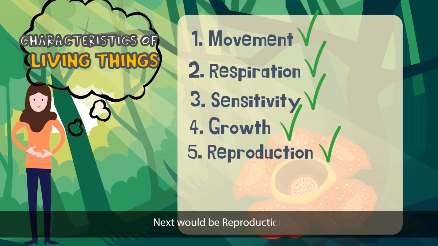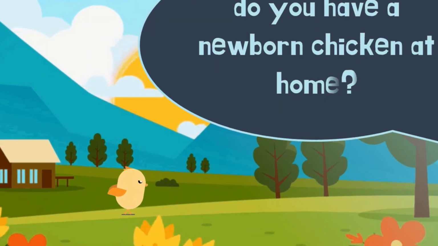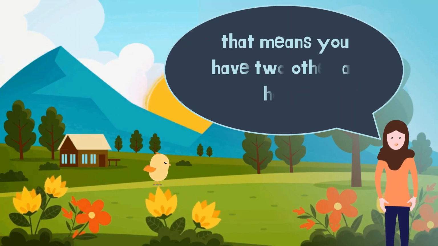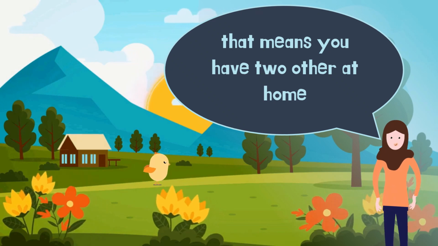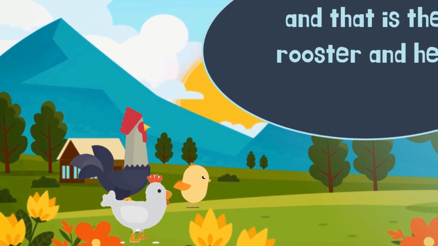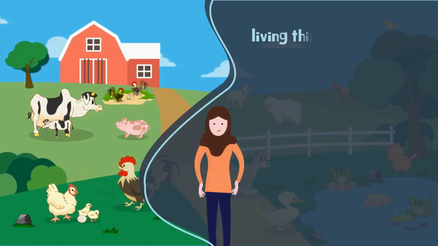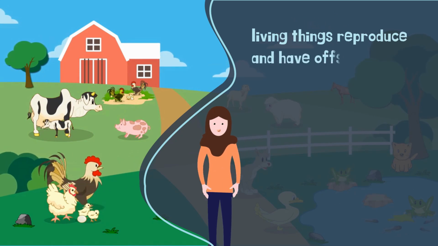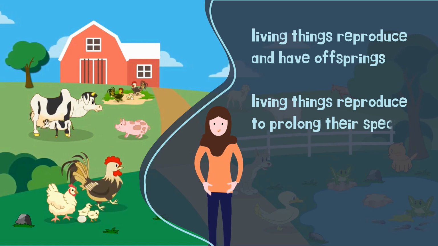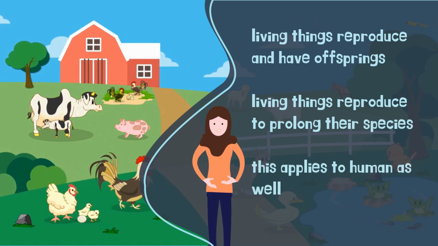Next will be reproduction. Do you have a newborn chicken at home? That means you have two others at home, and that is the rooster and hen. Living things reproduce and have offspring. Living things reproduce to prolong their species. This applies to humans as well.